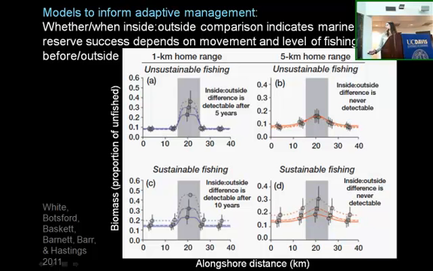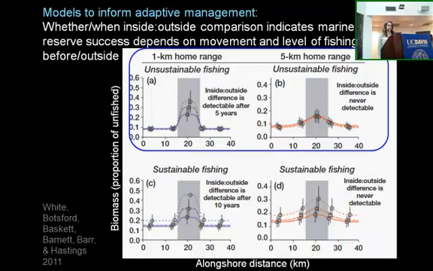This is a case of marine reserves. The shaded areas are reserves. The classic comparison for the success of marine reserves is an inside-outside comparison. Are our population sizes greater inside compared to outside? Well, whether or not this serves as a good metric depends very strongly on the life history of the organism. For example, how much dispersal distance it has. And how soon you would be able to detect an effect depends quite a bit on how much fishing there is on this organism, both before reserve establishment and outside reserves.